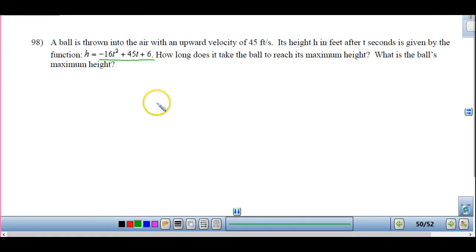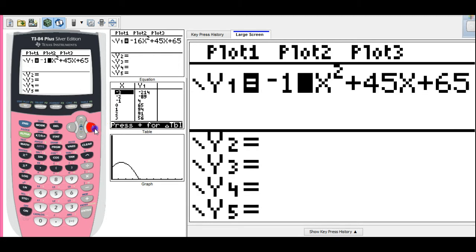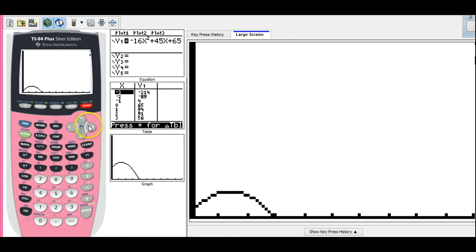So 1.4, comma, 97.6, is that what that says? Oh, I typed it in wrong. Shoot! All right, so let's go over here. It's only supposed to be plus 6 instead of plus 65. Sorry, guys. So get rid of that. All right, now I can hit graph.